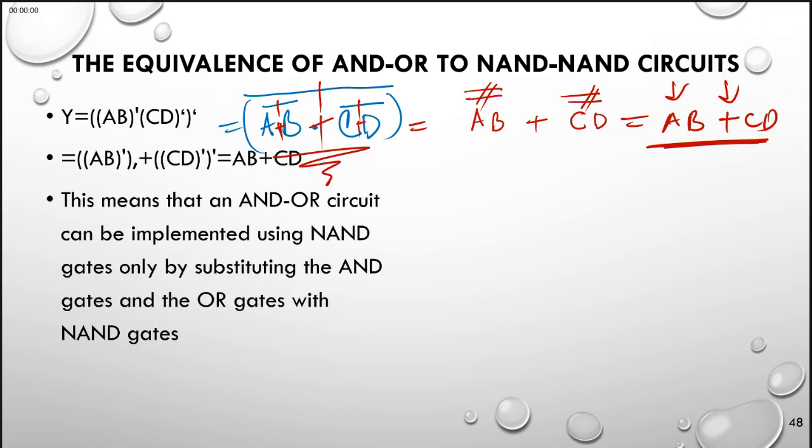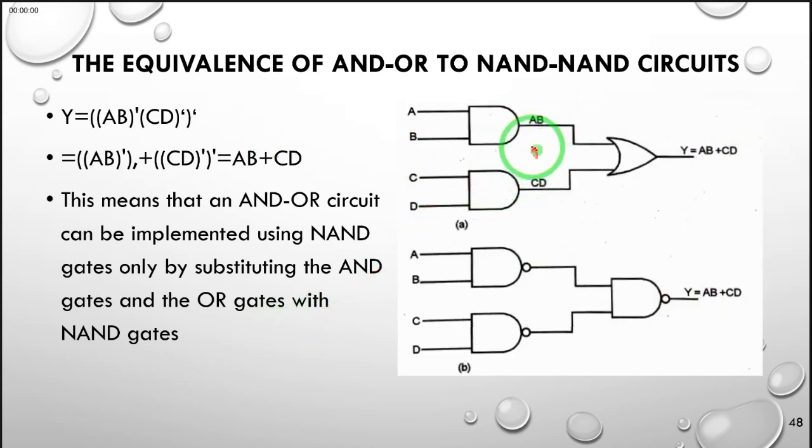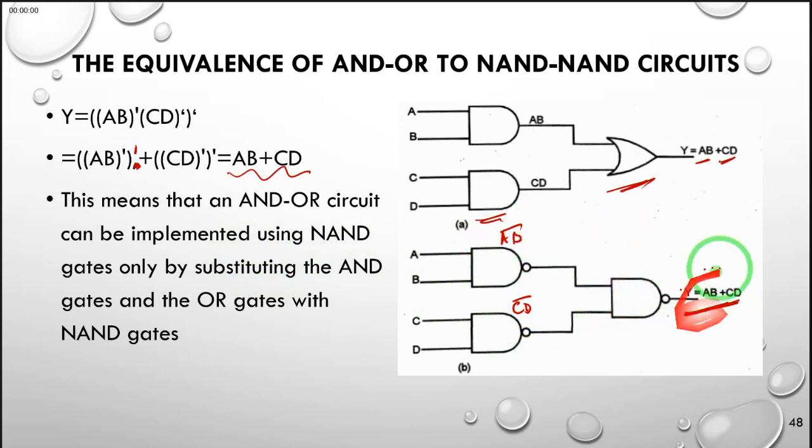This means that the AND-OR circuit can be implemented using NAND gates only by substituting the AND gates and the OR gates with NAND gates. That is what we have seen. This is our AND-OR circuit, which we have been able to implement using AND and OR, but we are also saying that this one is equivalent to simply (AB) bar, (CD) bar, and you bar the two of them, you get AB plus CD. This is what we have seen, which is equivalent to what we had earlier. So these two circuits are equivalent.